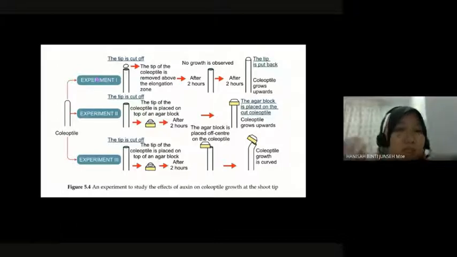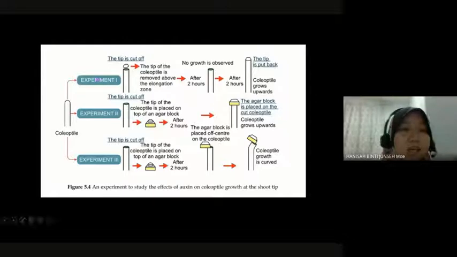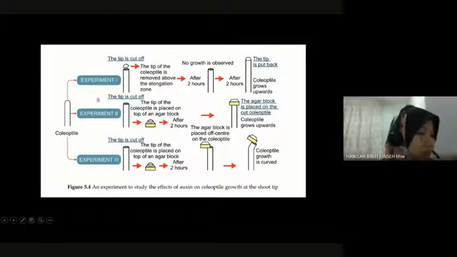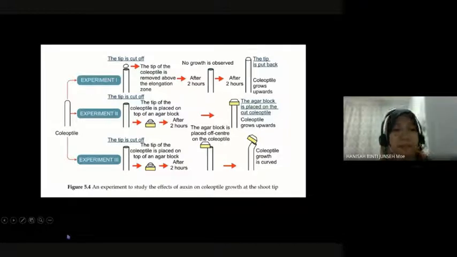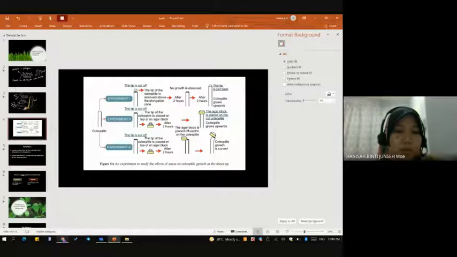Is it true that the coleoptile contains auxin? And is it true that when the auxin is available at the coleoptile, this auxin can help cell elongation? So there are three experiments to prove that. Okay, so we have this diagram in your textbook. You can refer to it while listening to the teacher explain. It's on page 104. Okay, so let's start with experiment 1.